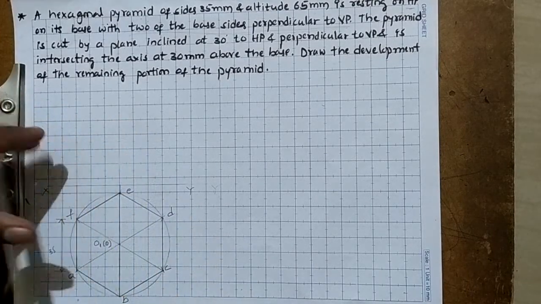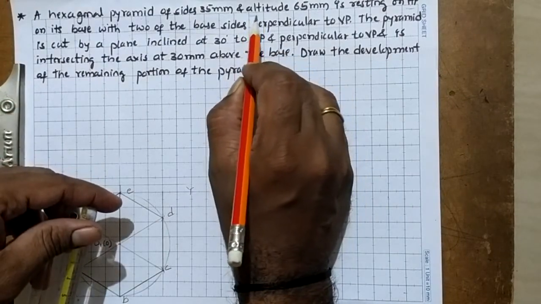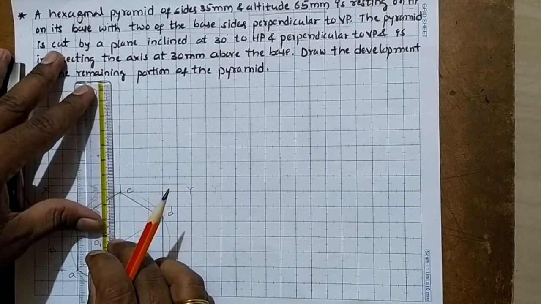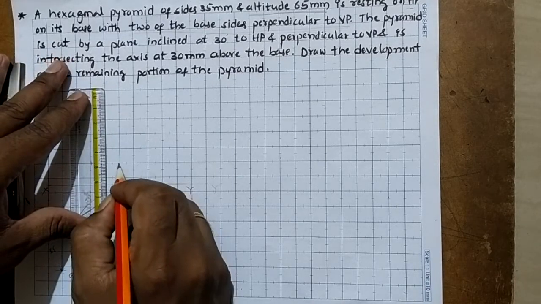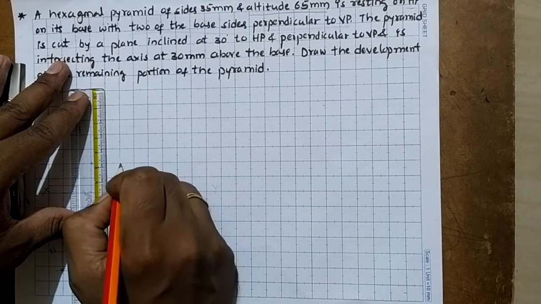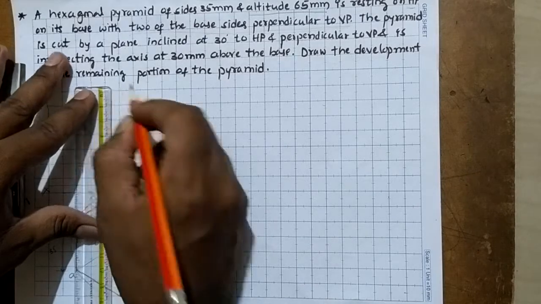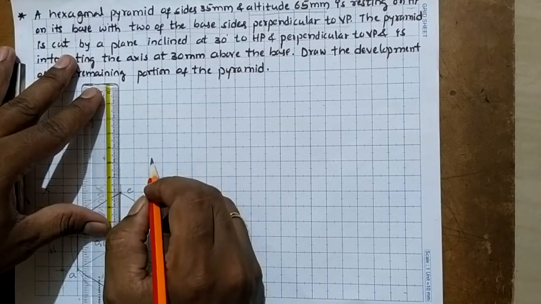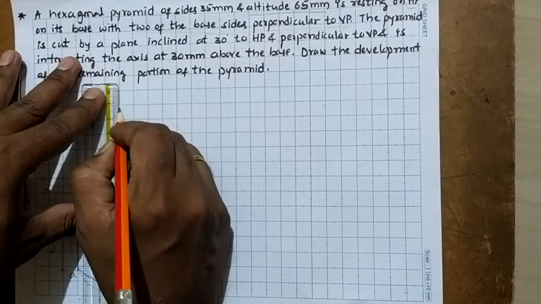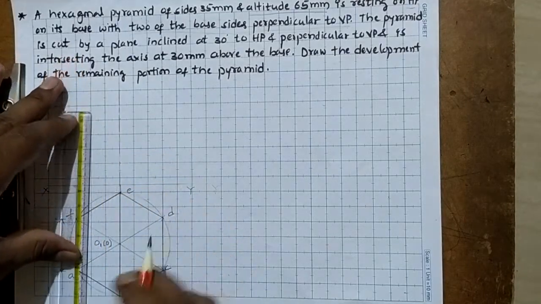Then you draw the axis. How much is the altitude? That is nothing but the length of the axis, 65. Draw the axis 65. See here, 15, 25, 35, 45, 55, 65. Draw the axis with alternate long and short dashes.